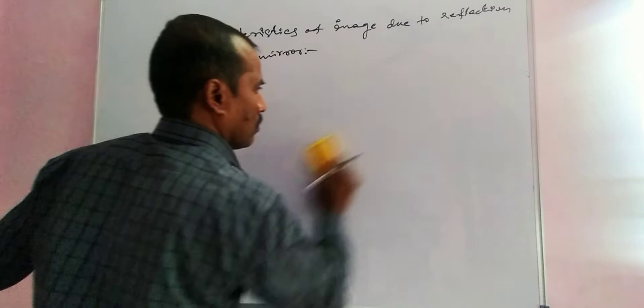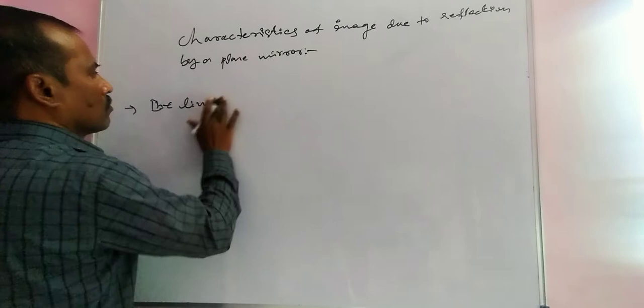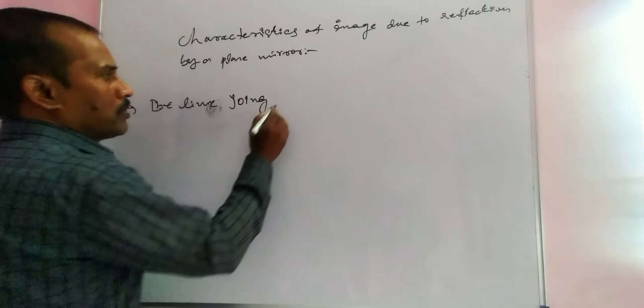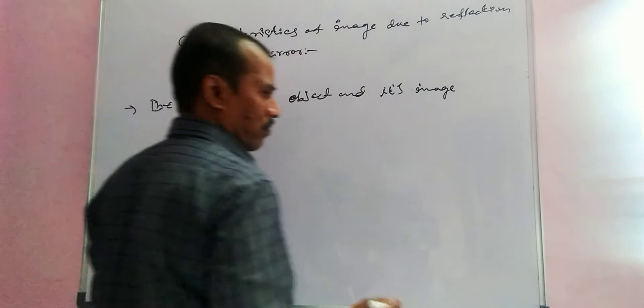The line joining object and image. Yeah, fourth one here: the line joining the object and its image.